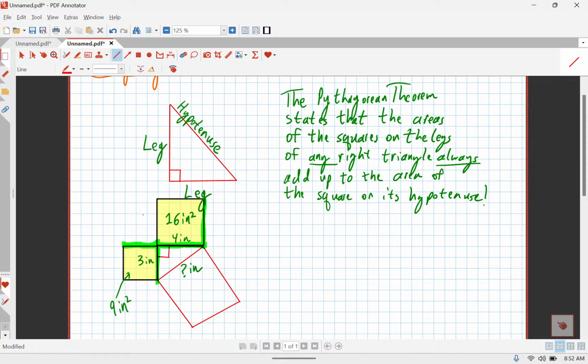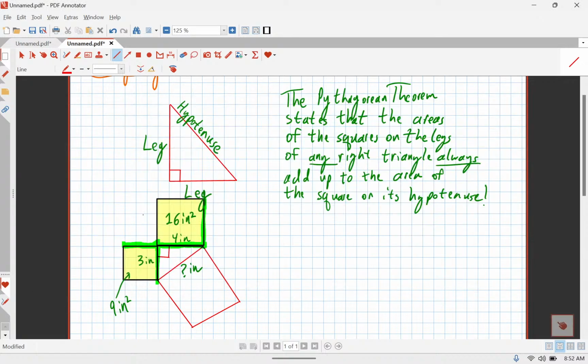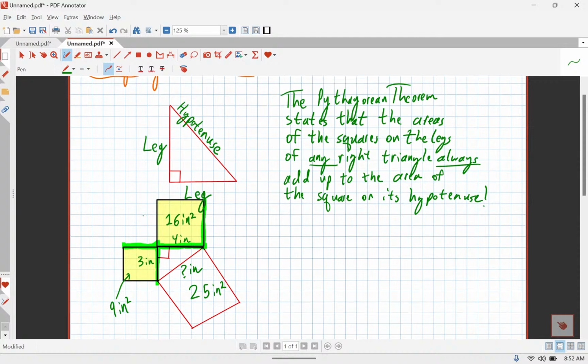So, Malia, this said that the area of the squares on the legs of any right triangle always add up to the area of the square on its hypotenuse. What do you think I'm going to do with 16 and 9? We're going to add them together because the area of those squares has got to add up to the area on the hypotenuse. So we could do 9 plus 16, and that is 25. That means the area of this square is 25 inches squared. But I wanted to know this distance here. So what question can I ask myself to find out what that distance is? You think you know, Dash?